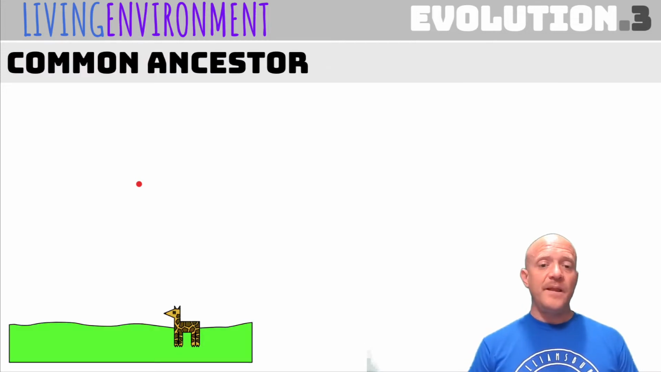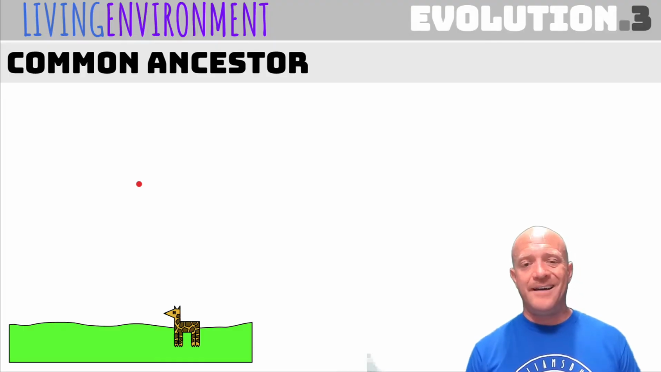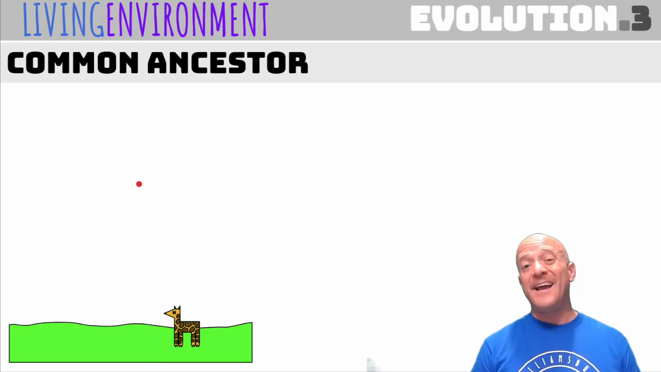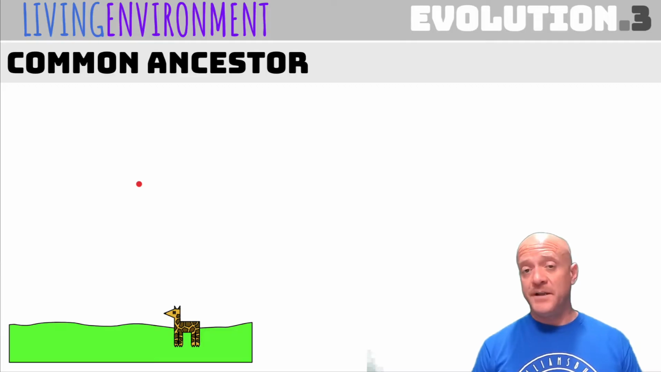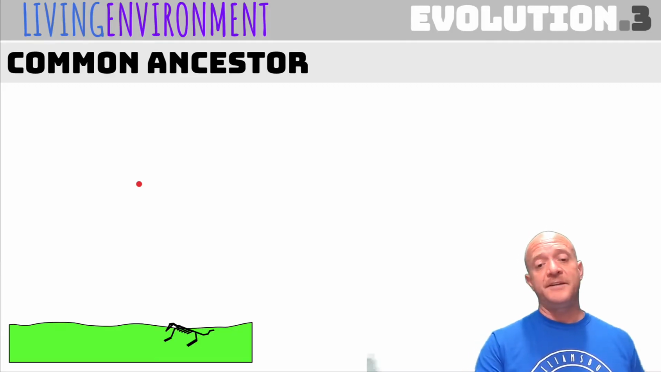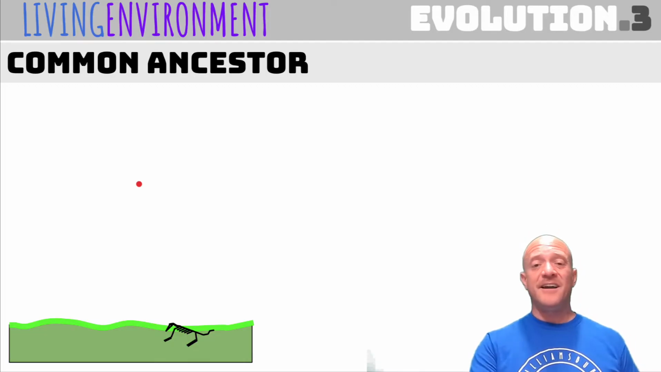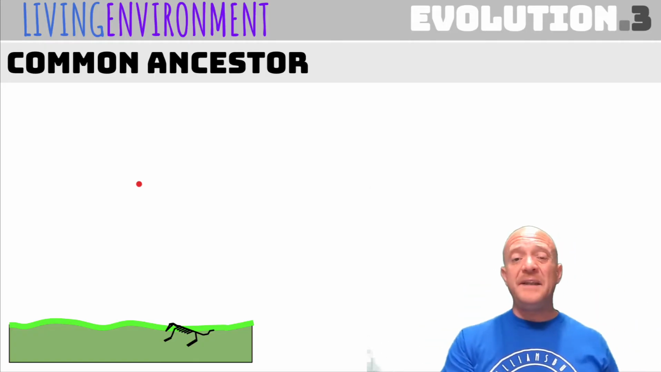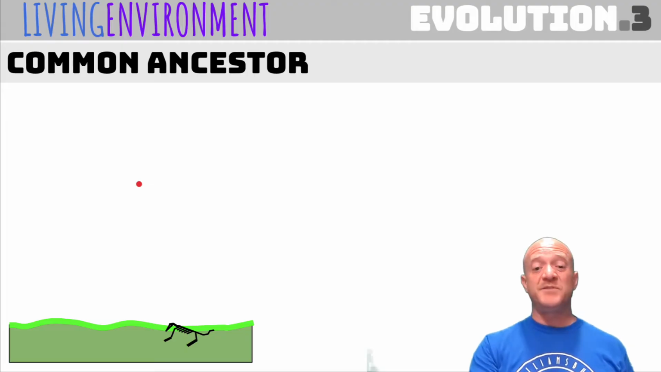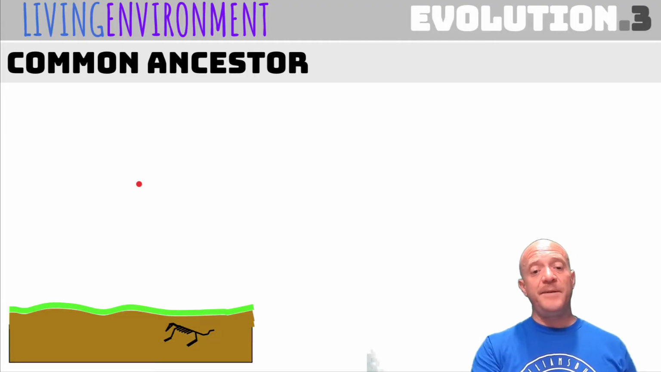Now, the concept of common ancestor is kind of best explained over time. So in the past, there were these short-necked giraffes, and a short-necked giraffe would die, and then it just got covered up by layers and layers of mud, of sand, of different types of soil, and then eventually it became fossilized in a rock.